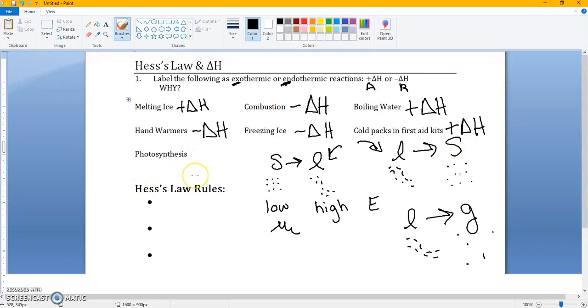Now let's do photosynthesis. Photosynthesis is when you have a plant and they're in the sun and then they make food. Well, a plant is in the sun and it has to absorb the sun's rays in order to create food. So in this case, photosynthesis is an endothermic reaction. The plant is absorbing energy from the sun in order to create food. Okay, so Hess's law, let's get started.